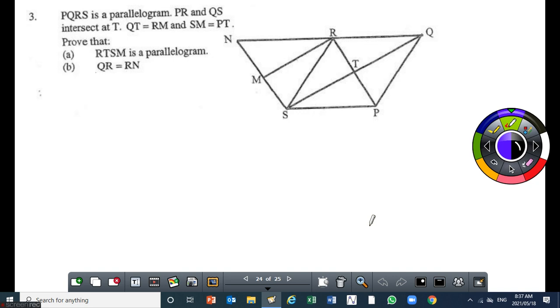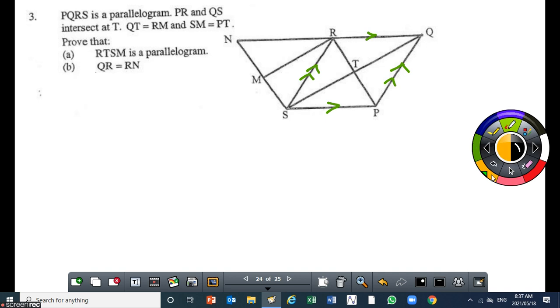All right? The next page now, I now know that RTSM is a parallelogram, so I'm going to indicate it. It means my RQ is parallel to SP. Obviously, QP is also parallel to RS. Furthermore, since I have proved that RTSM is a parallelogram, it means that that length, the ST, or I'll call it SQ, is parallel to MR.